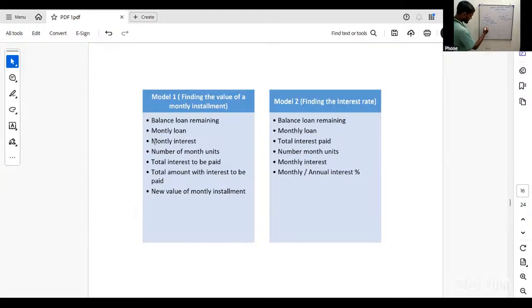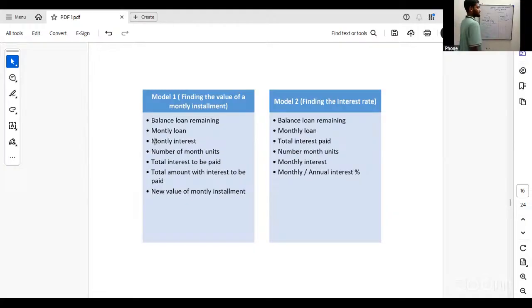Then you have to find the monthly interest. Then the number of month units. Then the total interest. Then the total amount with the interest. Therefore, you have to find the monthly installment value. These are the steps in model 1. You have to remember this part.